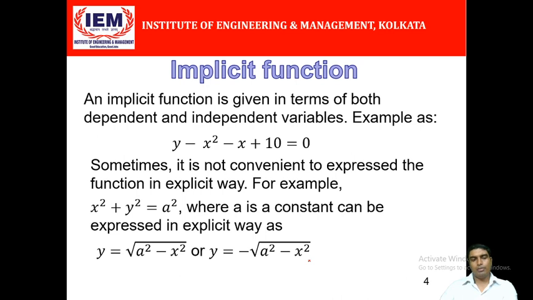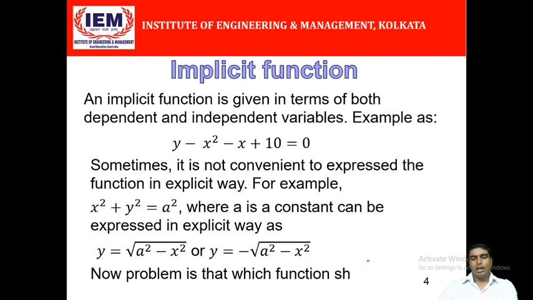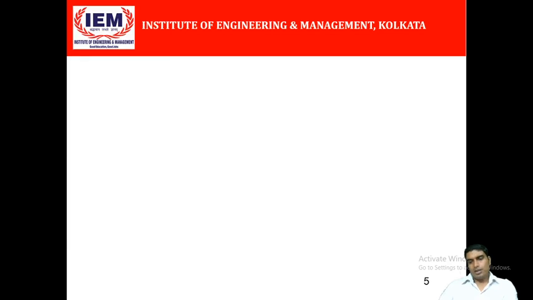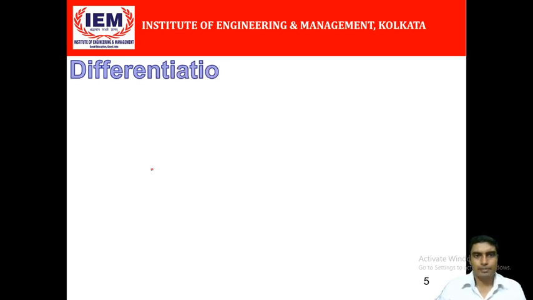Now if I want to find the differentiation of this function y, which one should I take, this one or this one? So this is the problem, if I want to find the differentiation of this function with respect to x. So we have to take the implicit function differentiation. So how do we find the differentiation of the implicit function? By using the partial derivative we can do it.